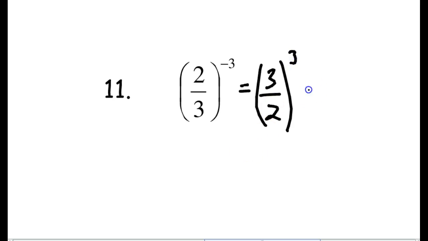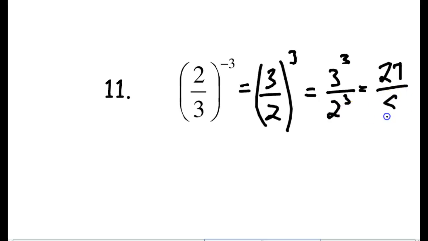And then you can simplify that. So we always try to get rid of the negative exponents, then simplify them out later. So that's going to be 3 to the third power over 2 to the third power. Or 27 over, not 6, common mistake, that's 8. 2 times 2 times 2, 8. And there's your final answer.